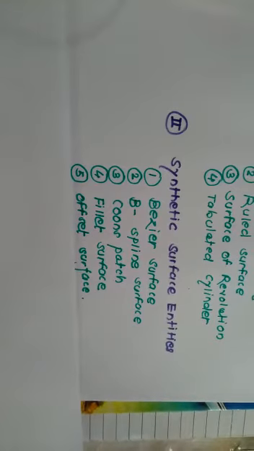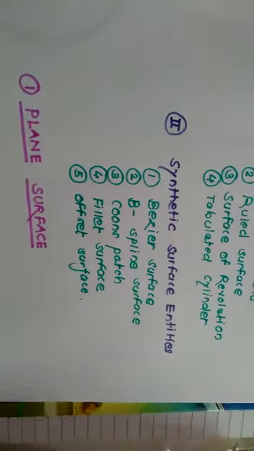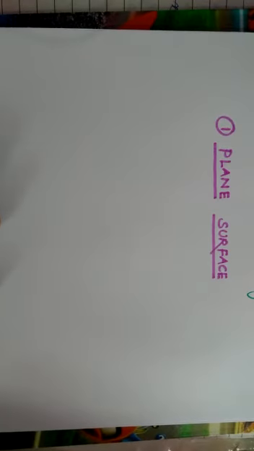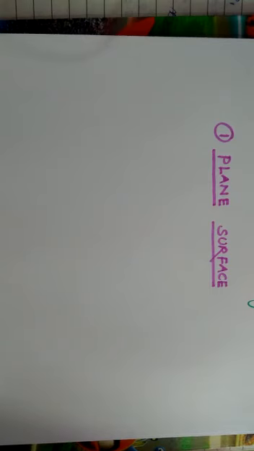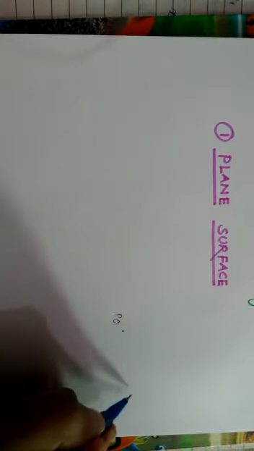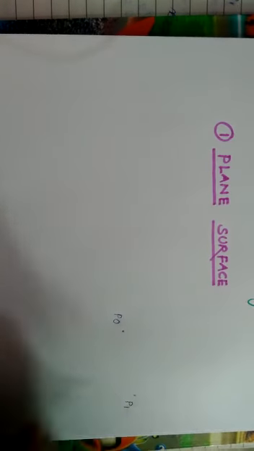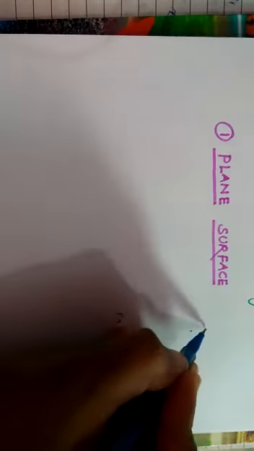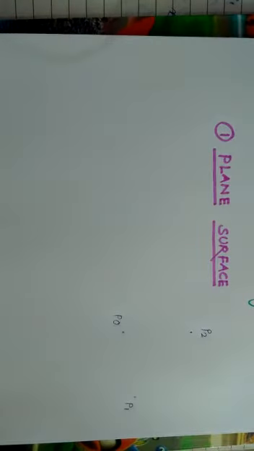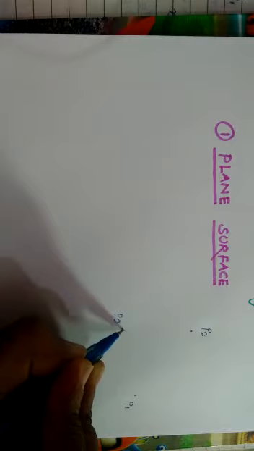So we'll start with the plane surface. As the name indicates, it looks like a plane. This surface can be formed by using three different points. Suppose this is the first point, P0, this is the second point, P1, and this is the third point, P2. If the surface is passing through three different points, then we'll get the plane surface.